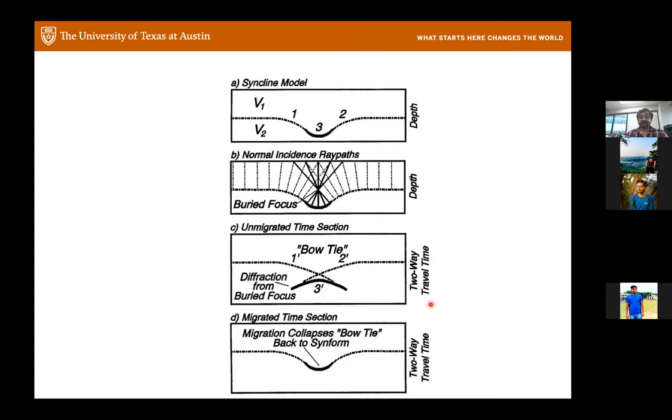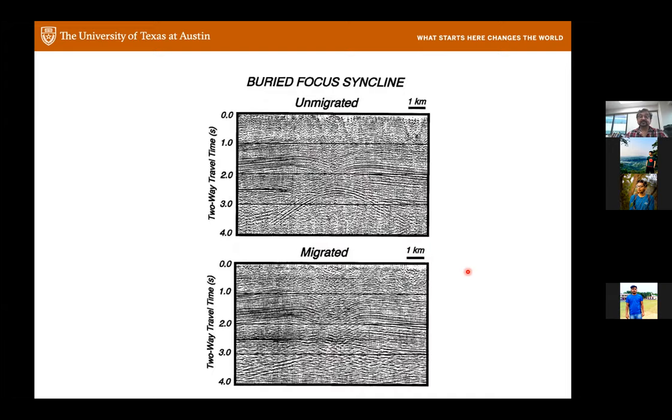So how do we correct for that? Again, we run migration. And here is an example of a seismic section. You can see the unmigrated seismic section with all of these big bowl kind of structures. But after migration, you can see that it has basically moved into like this. So migration is a very, very important processing step, and one must migrate the data before carrying out any kind of geological interpretation.